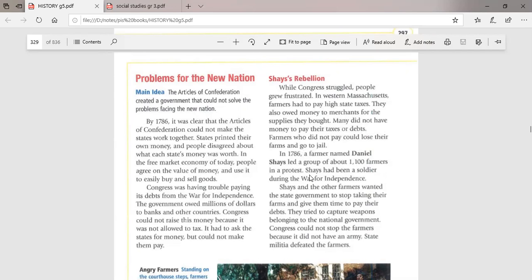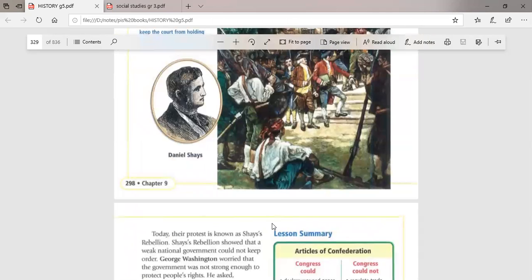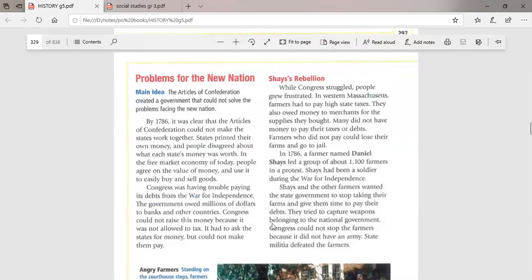That's why there was a farmer whose name is Daniel Shays. Daniel Shays and 1,100 farmers made a protest against the Massachusetts governor. All of these problems led to the decline of the Articles of Confederation. It shows that the national government that the Articles of Confederation created is a very weak government. That's why all the representatives of the Congress gathered again to change the Articles of Confederation.